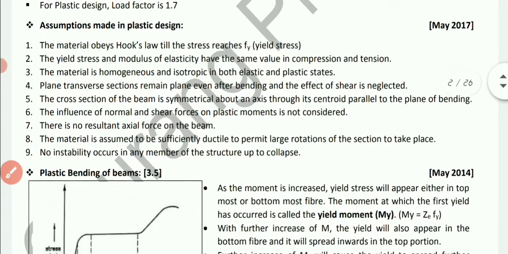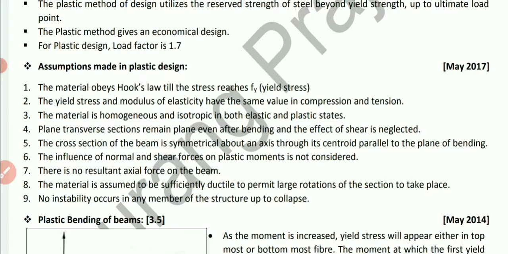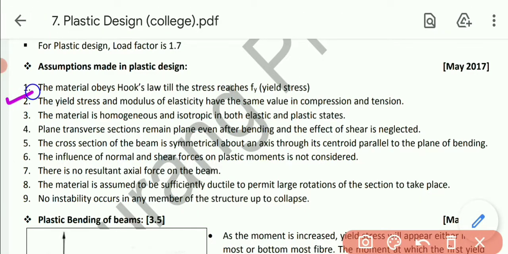Now next point, the assumptions of the plastic design. See, assumptions made in the plastic design. The first one, the method obeys Hooke's law till the stress reaches Fy, meaning yield stress. Next, the yield stress and modulus of elasticity have the same value in compression and tension. Third point, the material is homogeneous and isotropic both in the elastic and plastic stages. So in both stages, plastic and elastic, the material is homogeneous and isotropic.